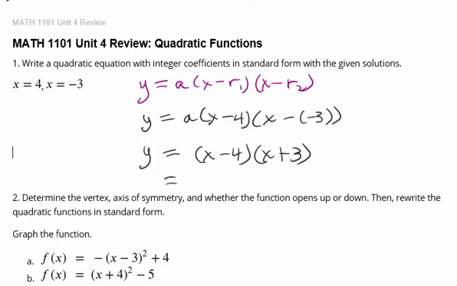Okay, lastly, we can distribute or FOIL, and we get x squared. It's going to be a plus 3x minus 4x, so minus x, and then -4 times 3, so minus 12.